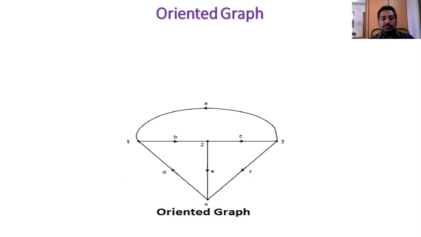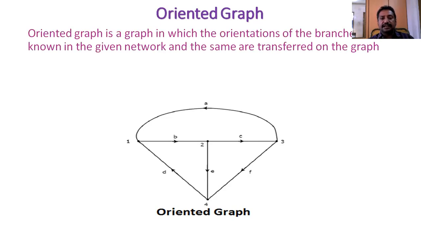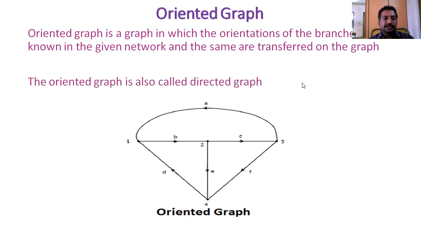Oriented graph. So what is the meaning of oriented graph? In a graph, if the branches are shown with directions, then such a type of graph is called an oriented graph. See, an oriented graph is a graph in which orientations of the branches are known in the given network and the same are transferred on the graph. So the oriented graph is also called a directed graph.